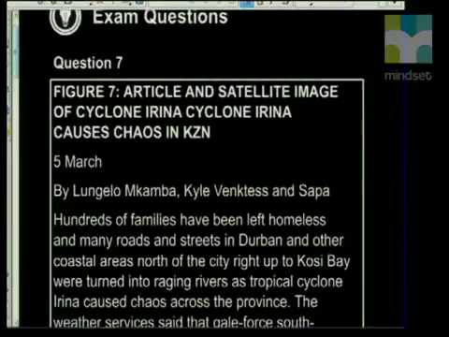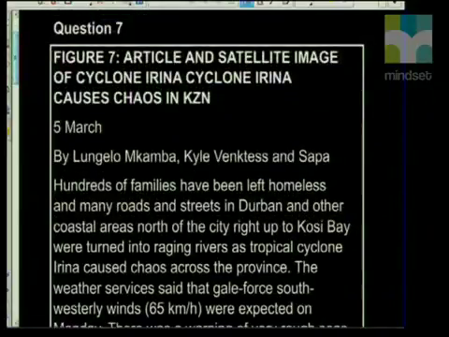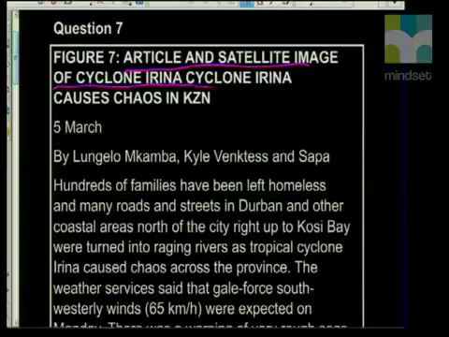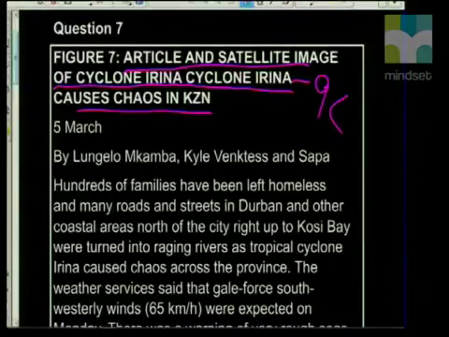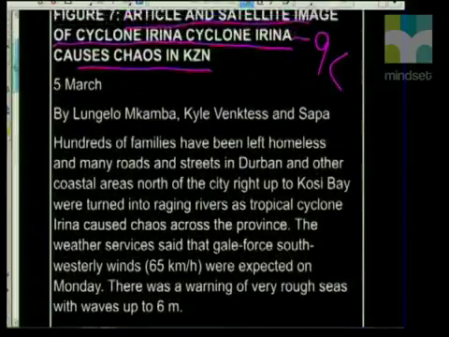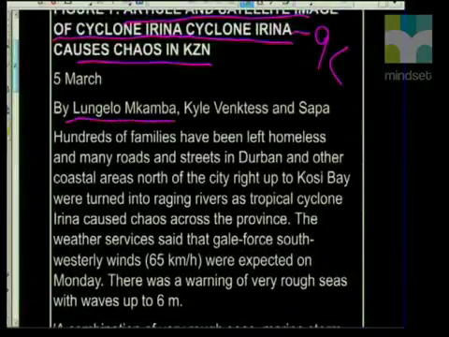All right, let's look at this case study, and I'm going to go through it as quickly as possible so that we can get through some questions. Figure 7, article and satellite image of cyclone Irina. Already you're thinking A, B, C, D, E, F, G, H, I. Nine cyclones, eh? Can you see how we're interpreting it? This was the article written by Lungelo Kyle Fenter, we have to give our reference.